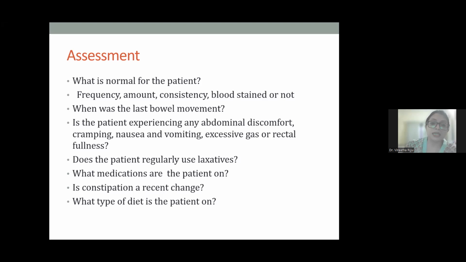And is constipation a recent change? Again, we need to find out, are we looking at plain constipation or intestinal obstruction? And what type of diet is the patient on? Now, this is also very important in our settings when patients depend on alternative medicines or maybe some new type of fruit or something that is being talked about amongst friends or social media. We do not know what has actually led to the new onset of their symptom. So always ask them, has there been any change in your diet, any new food or any medication that has been started.